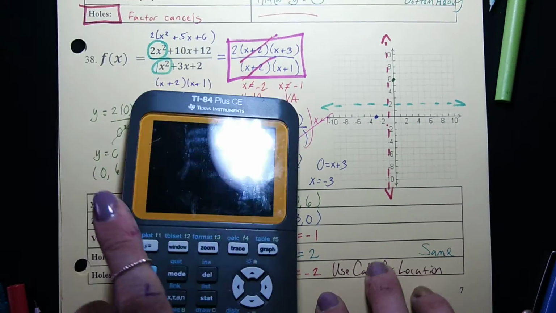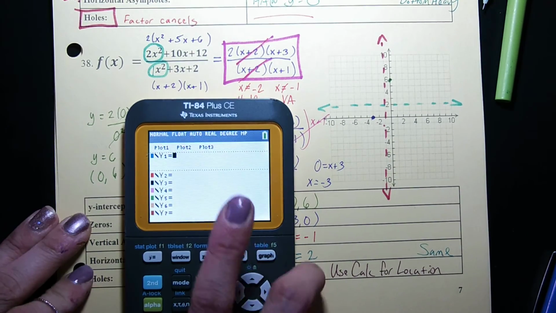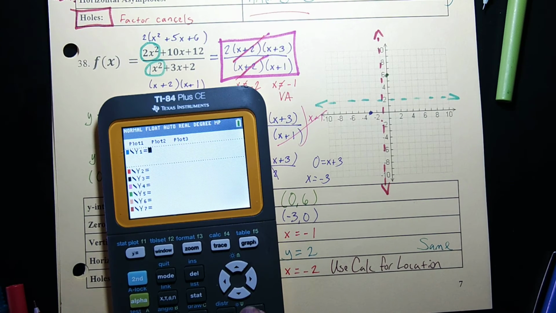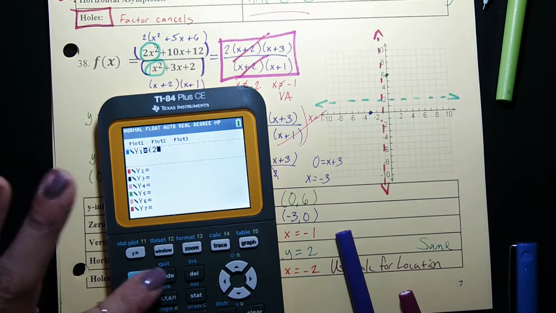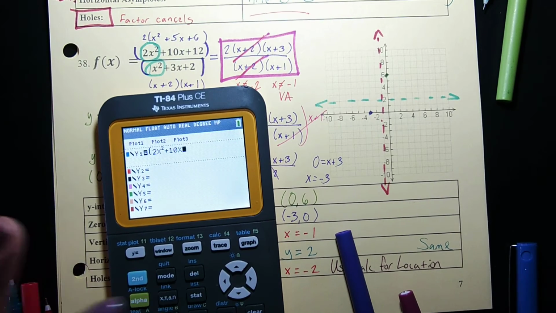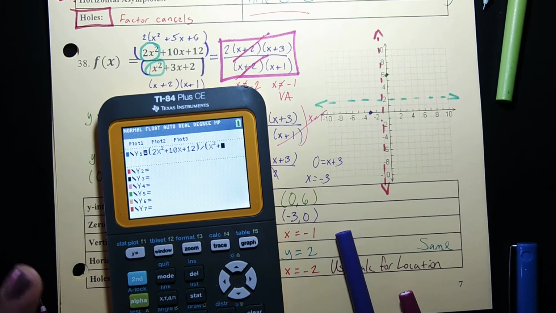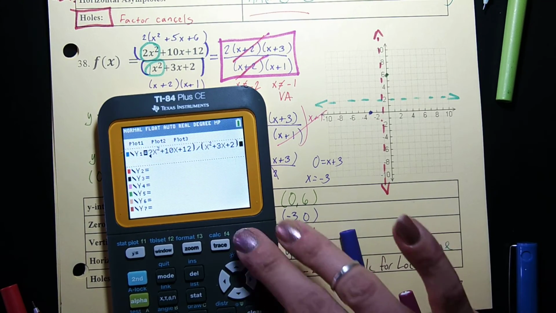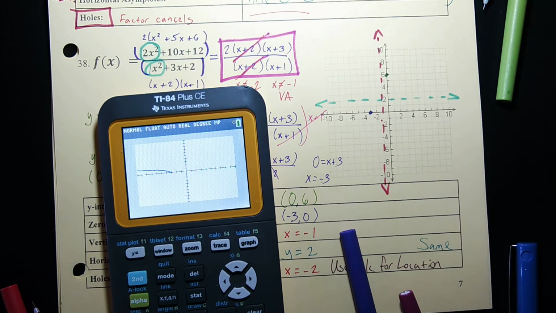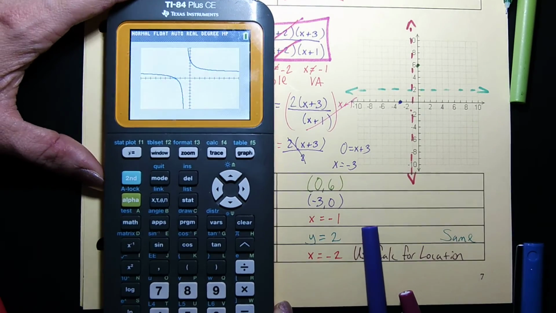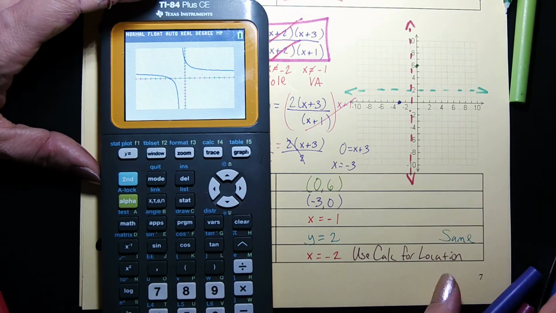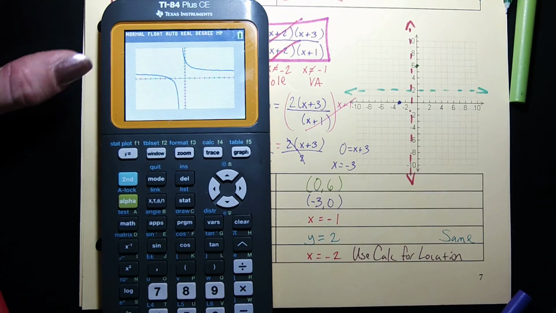So then we go to our calculator. We type in the original equation. So the 2x squared trapped in parentheses. So 2x squared plus 10x plus 12 divided by x squared plus 3x plus 2. So there's what our graph should look like, but we know we need to have a hole at negative 2.